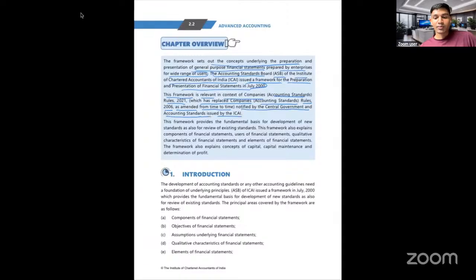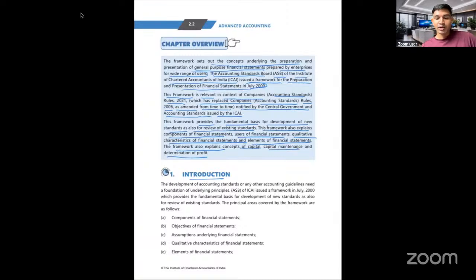This framework provides the fundamental basis for the development of new standards as also for review of existing standards. This framework also explains the components of financial statements, users of financial statements, qualitative characteristics of financial statements, and elements of financial statements. The framework also explains the concept of capital maintenance and determination of profit.